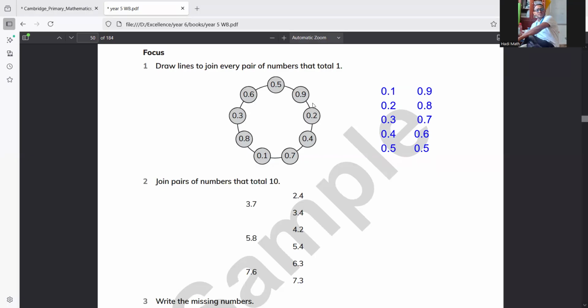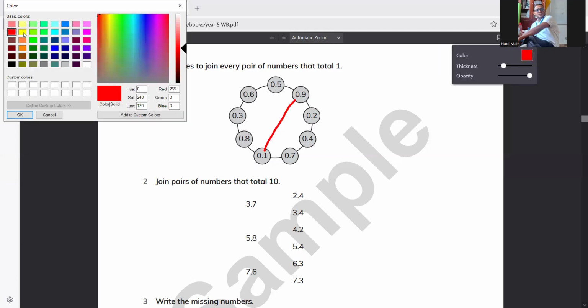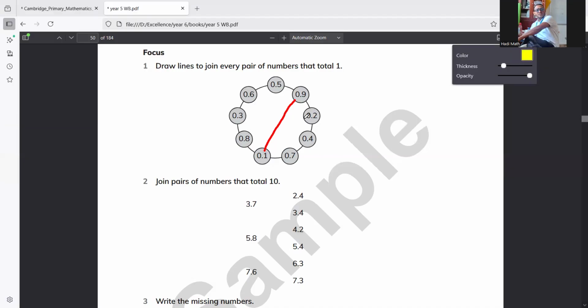Then they ask you to join these together. When we say join these together, we look at our numbers here. You start from 0.1. 0.1 needs 0.9. Go immediately and make it with the 0.9. That's done. Go to 0.2. 0.2 we said needs 0.8. Go and make it with the 0.8.